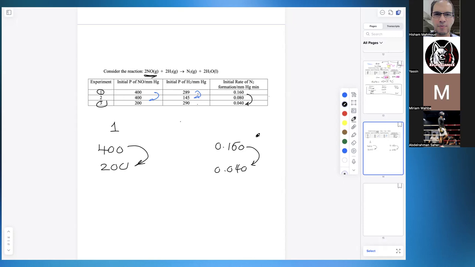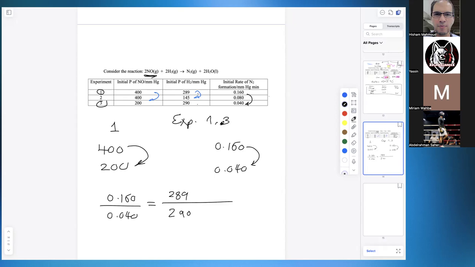I will say it like that. When the rate of the reaction was 0.160 and changed to 0.040, two things happened. What are the two things that happened? The concentration of H2 changed from what to what, Yasin? From 289 into 290, right? Focus, we are doing experiments 1 and 3. And what happened, Abdurrahman, to the concentration of NO?